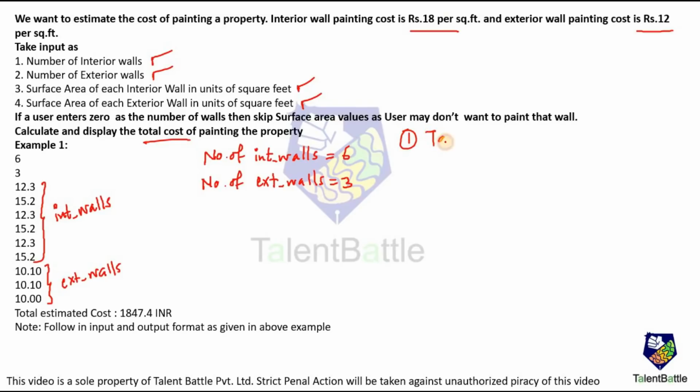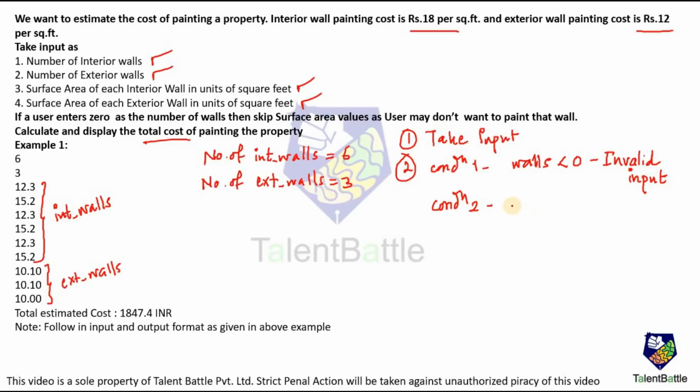First, we will take the inputs, right? For all the cases, interior walls as well as exterior walls. Then second, check for the conditions. First condition, the walls, whether interior or exterior, if less than 0, then that will be invalid input. You can add this as it is not mentioned in the problem statement, so it is just a consideration if the walls are less than 0. Second condition, you will be checking if the walls, interior or exterior, are equal to 0. Either interior walls are 0 or exterior walls are 0. In that case, you can directly display the cost equals 0.0 INR, because there will not be any cost for painting because walls are 0.